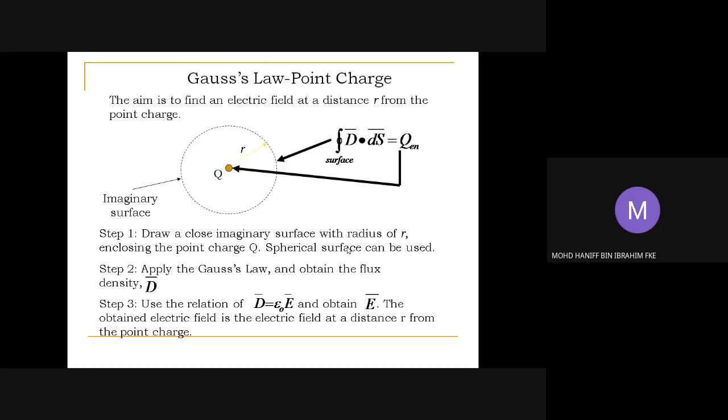Right, so these are the steps that have been applied in calculating the E field based on the application of Gauss law. And we have verified that the E field equations obtained from the Gauss law are actually the same as the equations of E field from the Coulomb's law. Yeah, so this is what we have done last week.